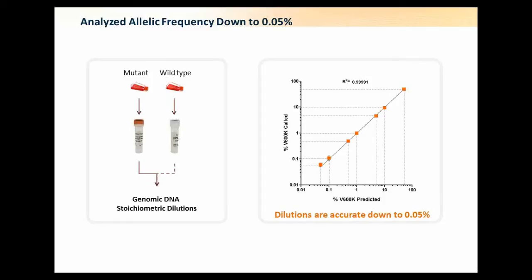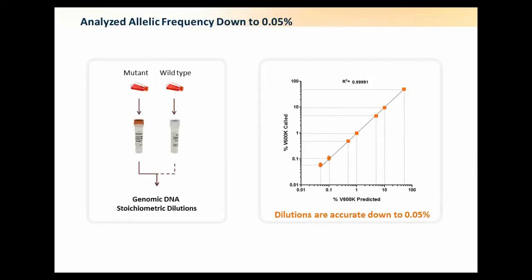So, as I mentioned before, all our DNA products go through extensive validation using our digital PCR assays. And if we do it in custom projects, we can get down to even 0.01%.